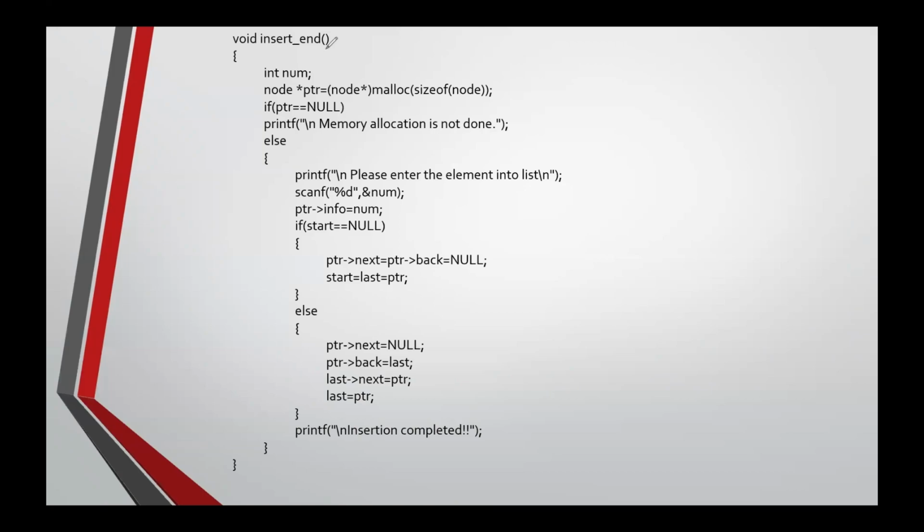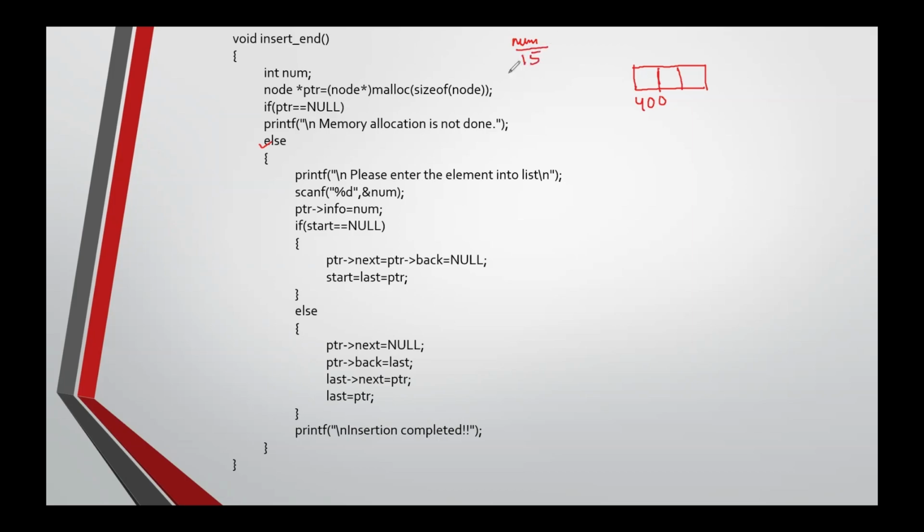So whenever we call the insert at end function, what happens? The num variable is declared. Then as per the node size, the memory allocation is done. For example, the address is 400. It has three parts: information, next and back. Then is PTR equal to null? No, because PTR is 400, so it comes to the else part. The else part means print enter the element into the list. So it will ask which element you want to store. Whatever we enter is stored inside. For example, I enter 15.